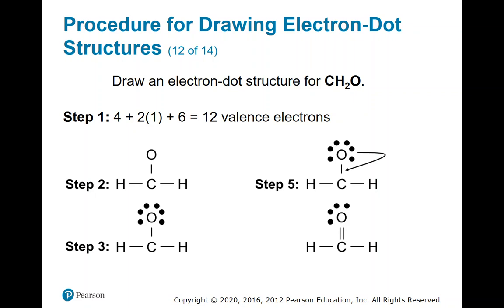So, as always, step 1 is to count up how many valence electrons we have. Carbon has 4, hydrogen has 1, there's 2 hydrogens. Oxygen has 6 valence electrons. If you add all those together, you get 12. So we have 12 electrons to draw in this molecule.